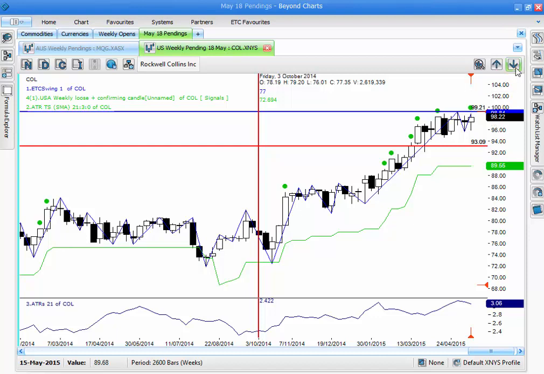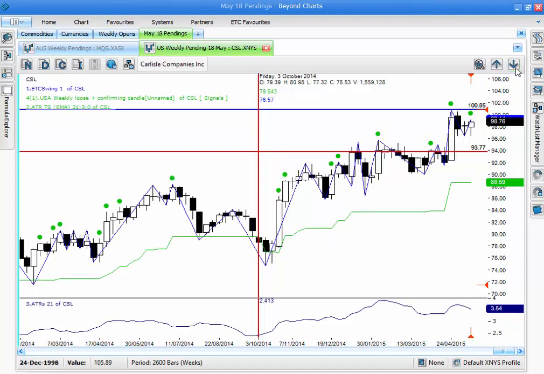Next one on the list, CSL. This is not the CSL in Australia. This is Carlisle Companies. Again, similar sort of set of price action where we've had a medium-term peak formed, price retracing a little bit. Now, a confirming candle being created, confirming the last medium-term trough. Medium-term trough, where is that in relation to the second from last peak? Clearly well above it, representing very strong price action.